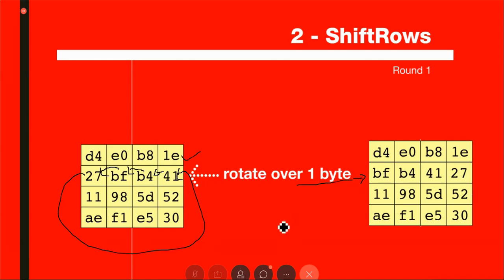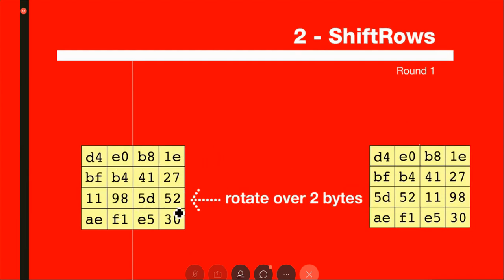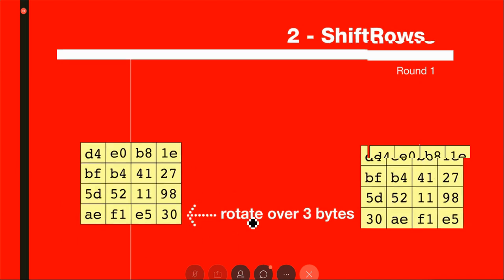Second row, you rotate it over by 1 byte. Third row gets a 2 byte change. We did no change here, a 1 byte change here, and here we do a 2 byte change. 2 bytes means what happens: 1 went there, and from here one came here. So 52 should come and stand here, 5D here, 11 here, and 98 here, right? So 5D came to this side, 52 came here, 11 came here, 98 went there. A 2 byte change happens at the third row of your state matrix.